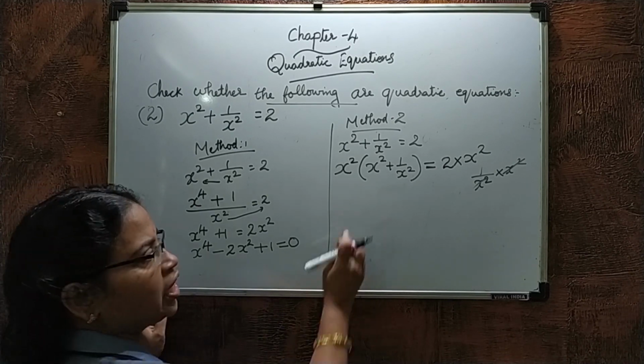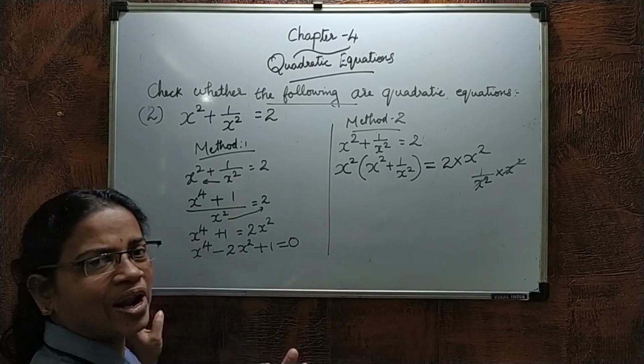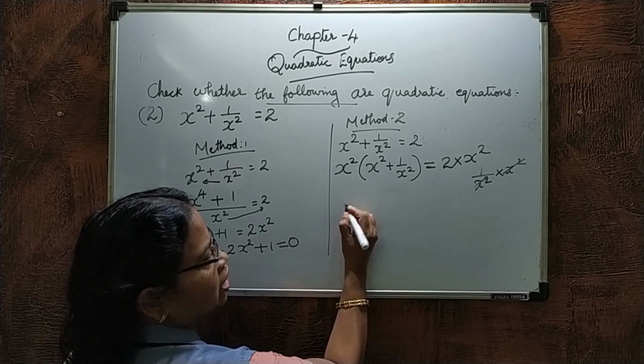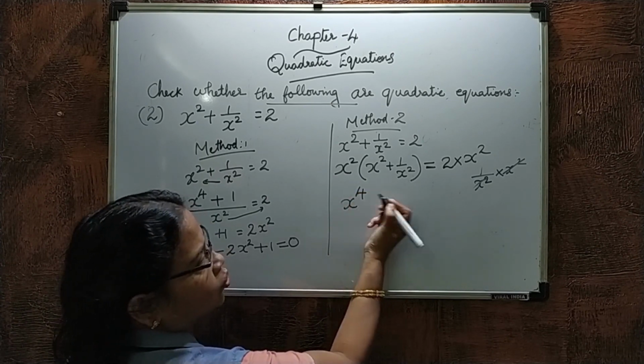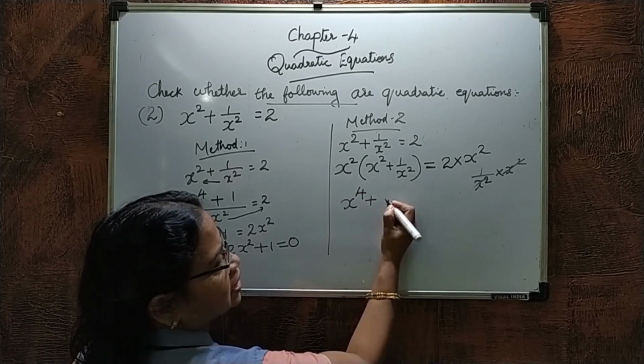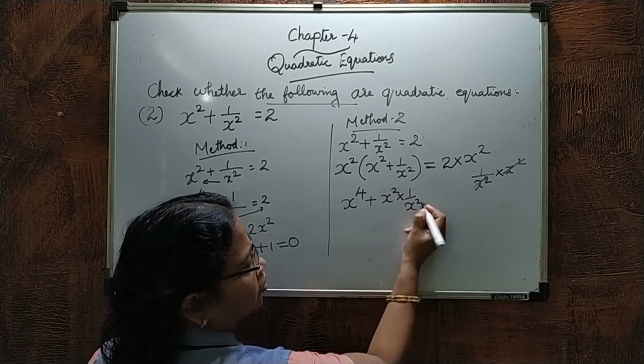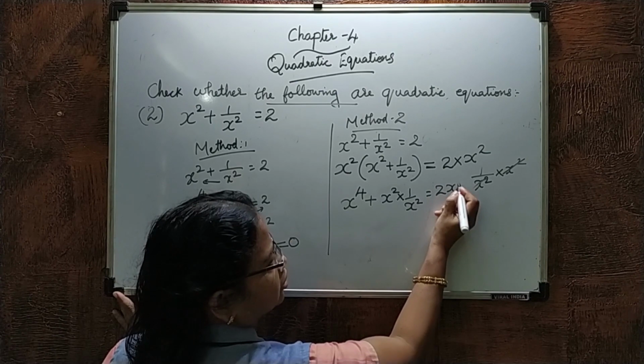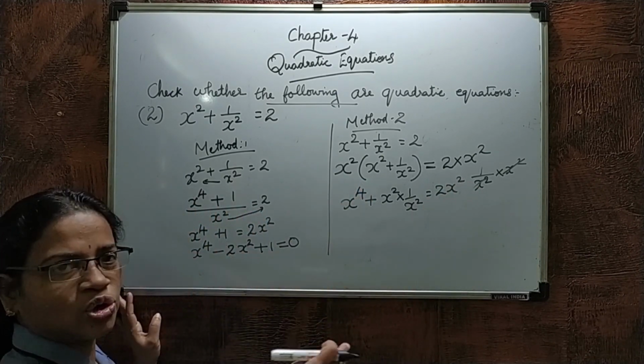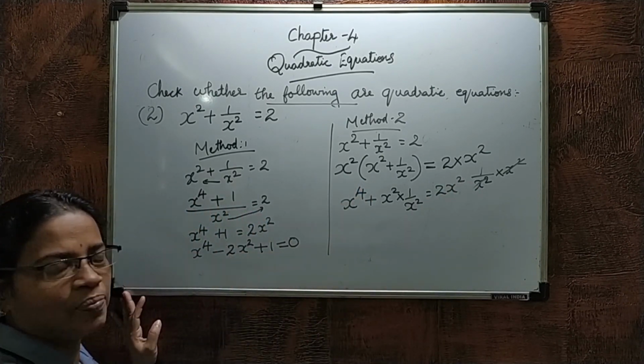Now how will you do then? x square into x square. Just remove the bracket. x square into x square it is x raised to 4. Then x square plus x square into 1 by x square equals 2x square. If you understand, you don't need to write this step. You do it in your mind.